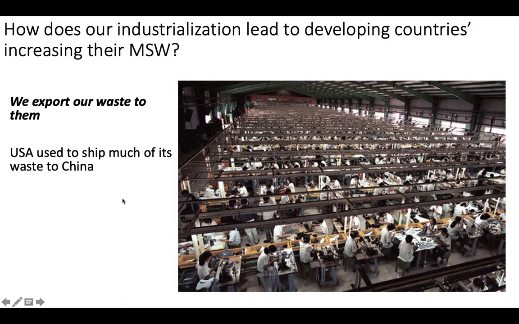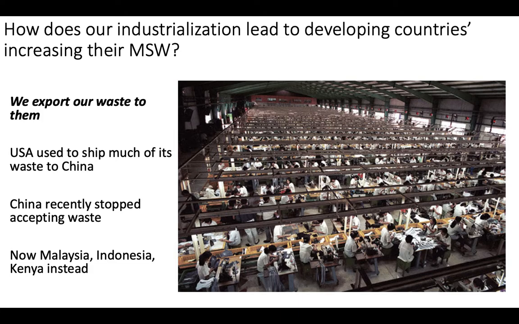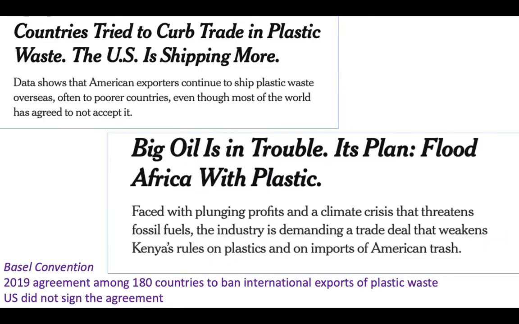For a while, we shipped much of our waste to China, but China recently stopped accepting waste, saying that they don't want to be the garbage dump of the world. So now we're shipping much of our waste to Malaysia, Indonesia, and Kenya instead. In 2019, 180 countries signed something called the Basel Convention, which basically agreed to stop international exports of plastic waste, to stop offloading your trash onto other countries, and the United States did not sign that agreement. And so what we see is a shift in the exports of plastic towards less developed countries than the United States. So that's kind of an environmental justice issue on a global scale.